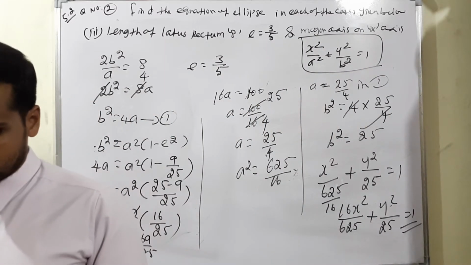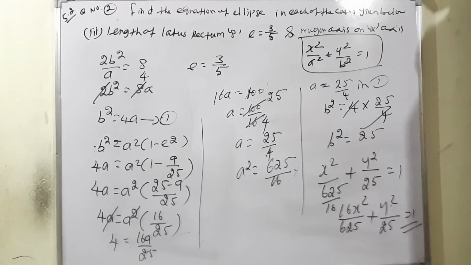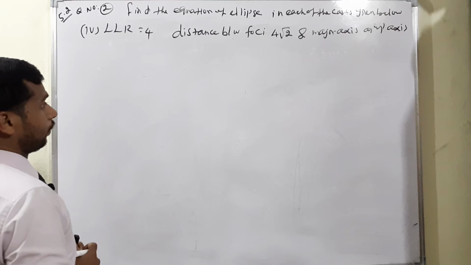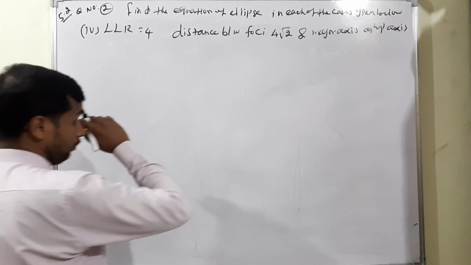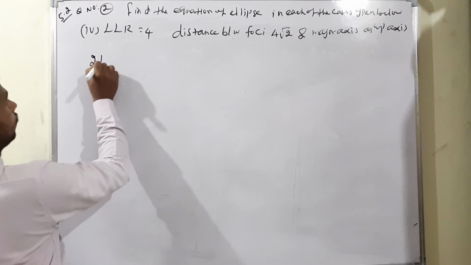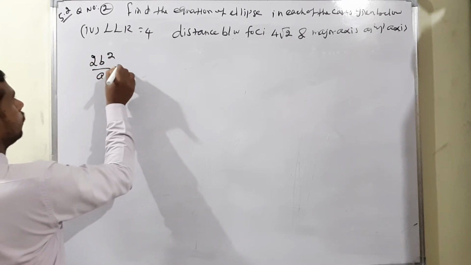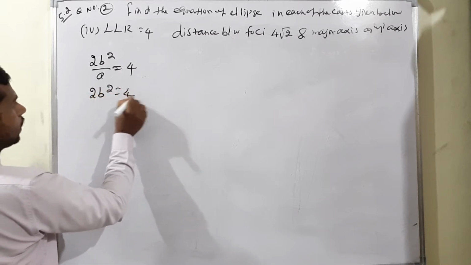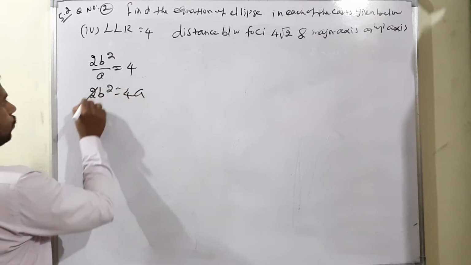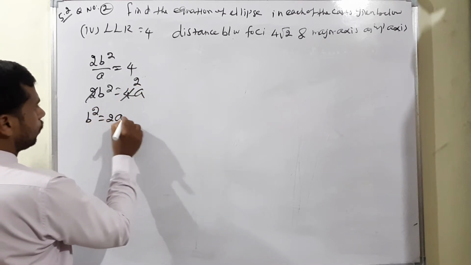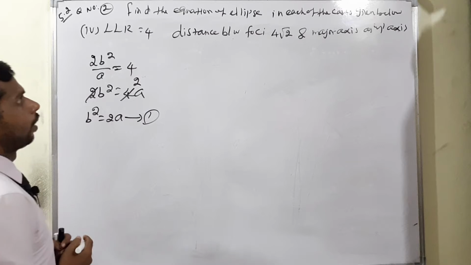We will continue with the next subdivision. So, subdivision 4: length of latus rectum is equal to 4, and distance between foci is given. So, length of latus rectum, already we know, 2b square by a is equal to 4, which means 2b square is equal to 4a. Therefore, 2 and 4 cancel, 2 times. So, b square is equal to 2a. This is considered equation number 1.